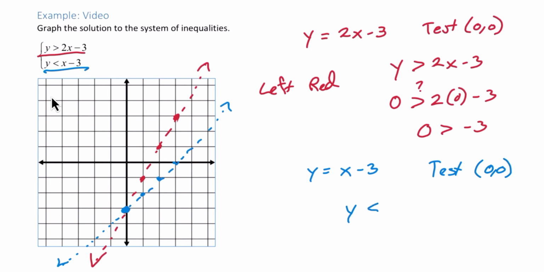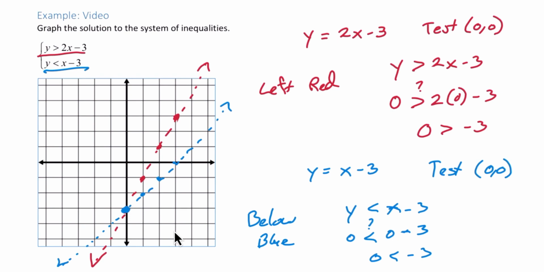Testing the original inequality. Is 0 less than 0 minus 3? 0 is less than negative 3. That is a false statement. We chose 0, 0, and it was false. That means we need to shade to the opposite side of the blue. So we will be below blue. So the region that we shade has to be to the left of the red and below the blue. That's this tiny little wedge down here. Now that does go on forever.